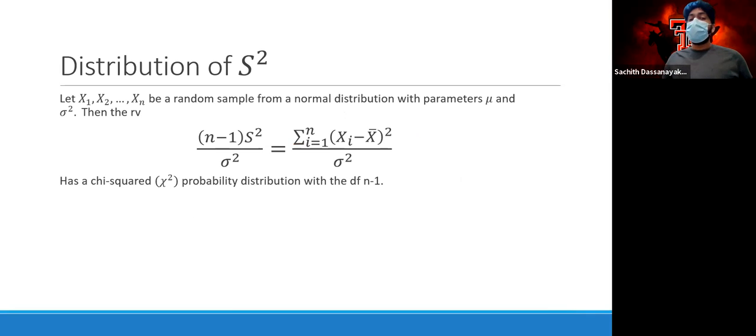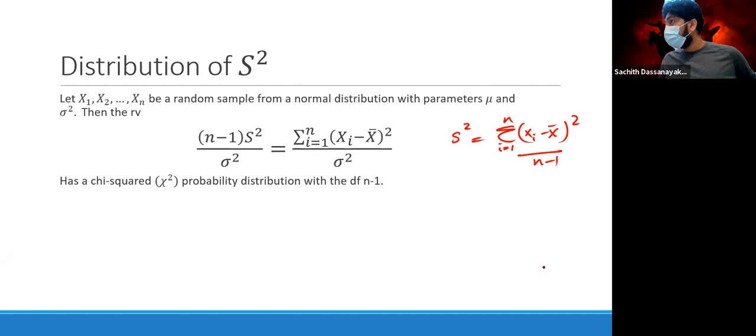Okay, distribution of S squared. Check this one. What is S squared? If you remember, sum from i equals 1 to n of (x_i minus x bar) squared over n minus 1, right? This is S squared. Clear? Here, they have just cross multiplied by n minus 1 and divided both sides by sigma squared. That's how they have taken this equation here.